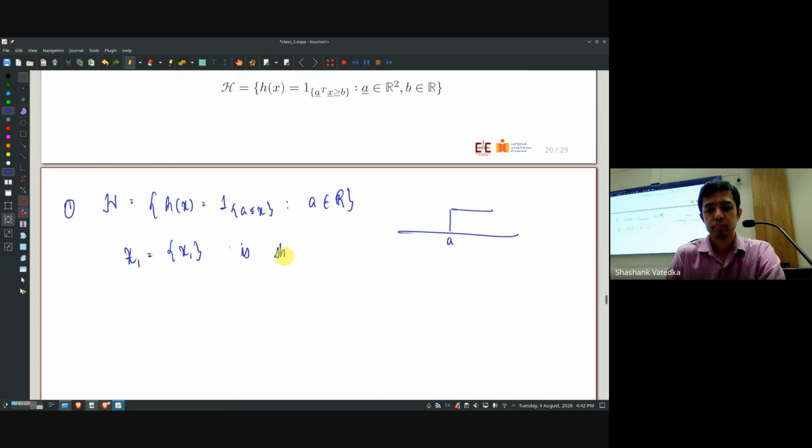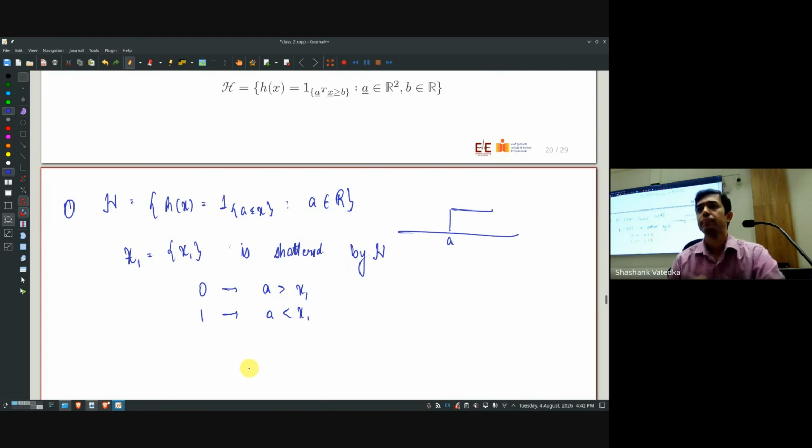To get 0, I just have to choose a which is greater than x1. And to get 1, I can choose any a that is less than x1. So if I have some x1, if I choose an a which is less than x1, then h(x1) is 1. And if I choose an a which is greater than x1, then h(x1) is 0.